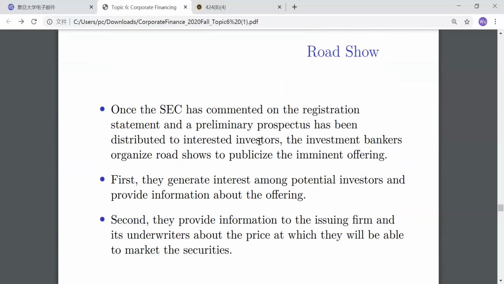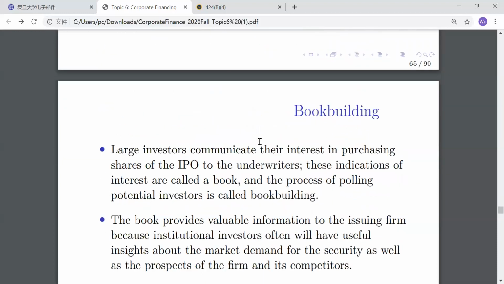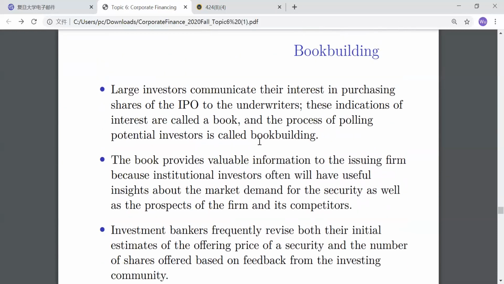So why do you need a roadshow, right? You need a roadshow because you don't know what the appropriate offer price is, right? Maybe there's little demand, there's little interest in this stock. Then you don't want to price the stock at a very high price, right? So the roadshows will generate interest among potential investors and provide information about the offering. And then they will also provide information to the issuing firm about investors' enthusiasm, investors' interest in the stock, right? And tell them what price is appropriate. And this process is called book building. The process of gauging the demand or estimating the potential price. This process is called book building.